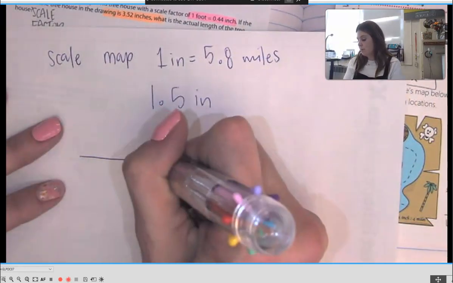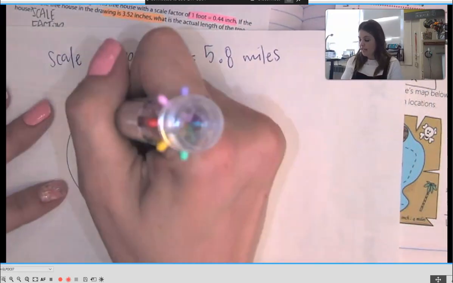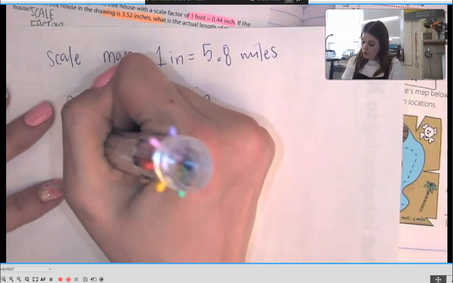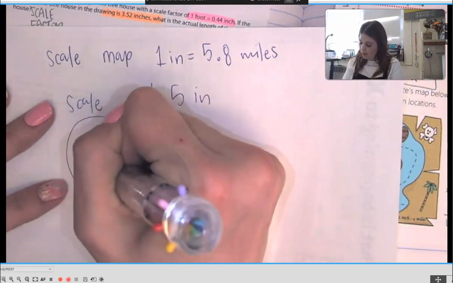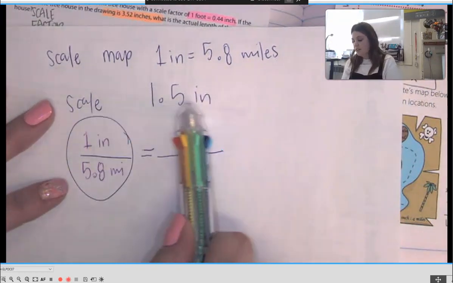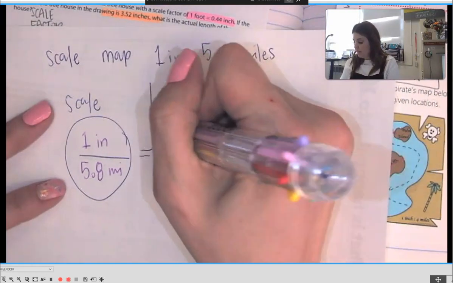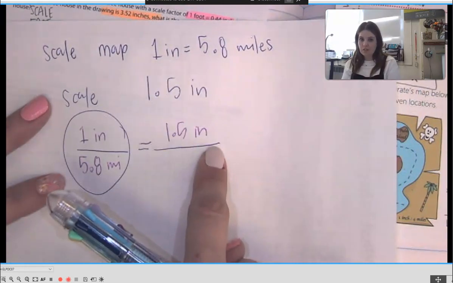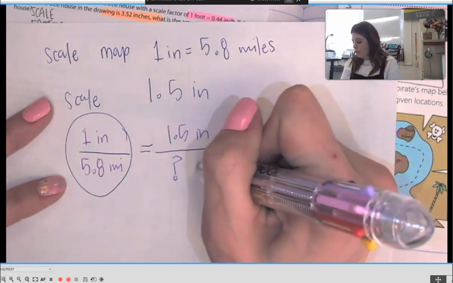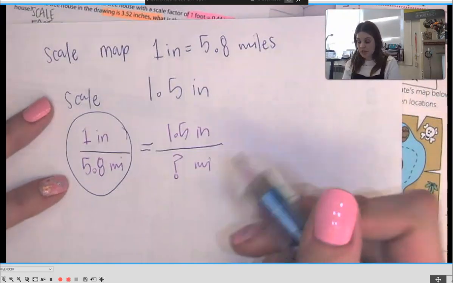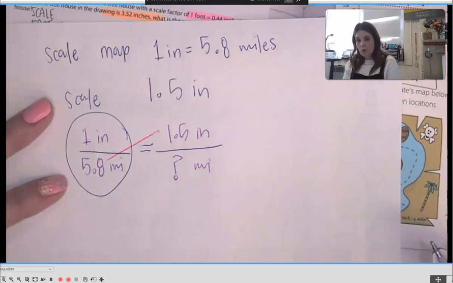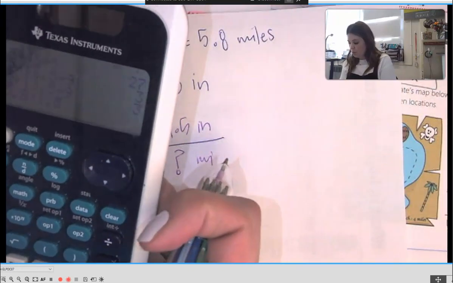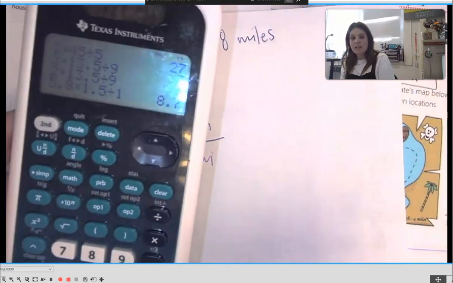So here's how you set this up. Equal sign, 2 lines. The scale always goes in the first ratio. So this is going to be 1 inch over 5.8 miles. They tell us that the distance on the map is 1.5 inches, and I know that goes in the top because it's inches to inches. So I want to know how many miles that is. So to solve this, I would multiply 5.8 times 1.5 divided by 1. So 5.8 times 1.5 divided by 1. I get 8.7.